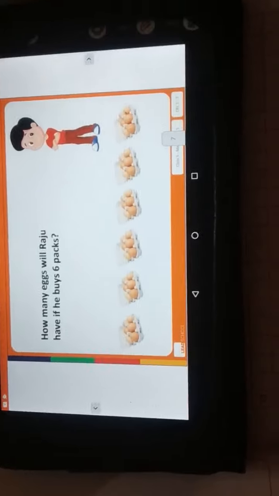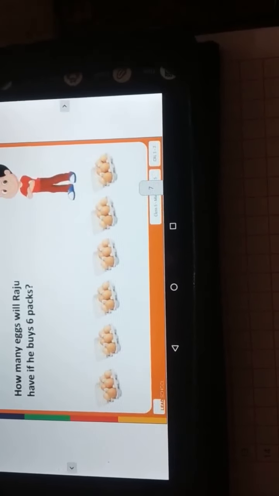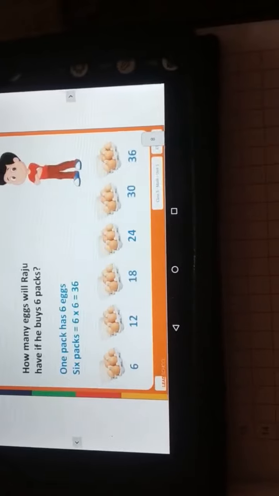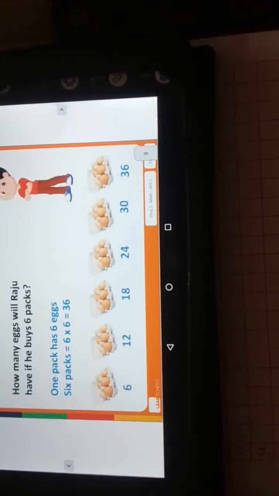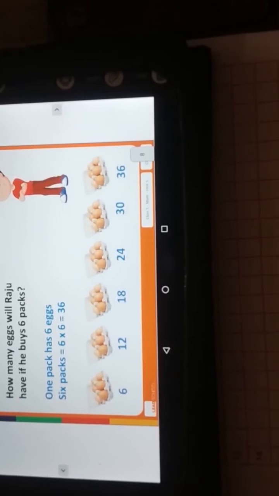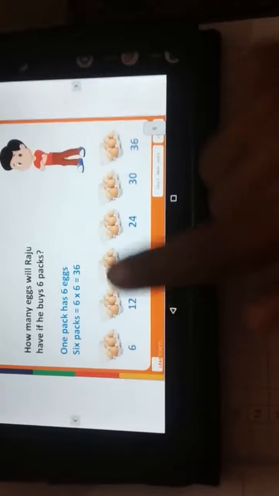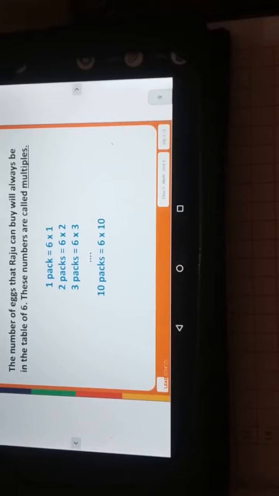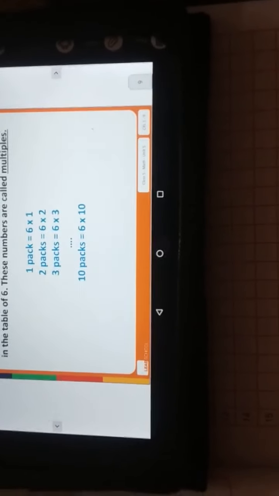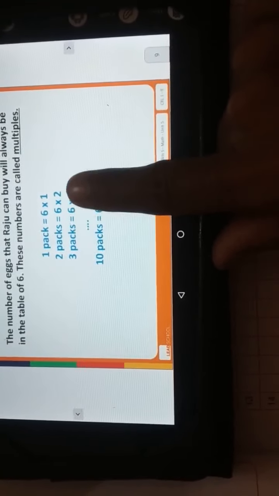Now look at this. How many eggs will Raju have if he buys 6 packets? So in that, 6, 12, 18, 24, 30, 36. One packet has 6 eggs. 6 packets, 6 into 6, 36. Now the number of eggs Raju can buy will always be in the table of 6. These numbers are called multiples. What did we say? Multiples. 6 ones are 6, 6 twos are 12, 6 threes are 18, so on to 6 tens.